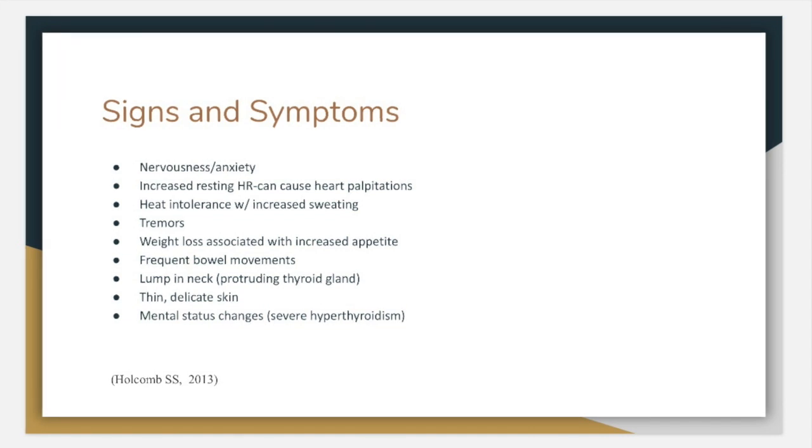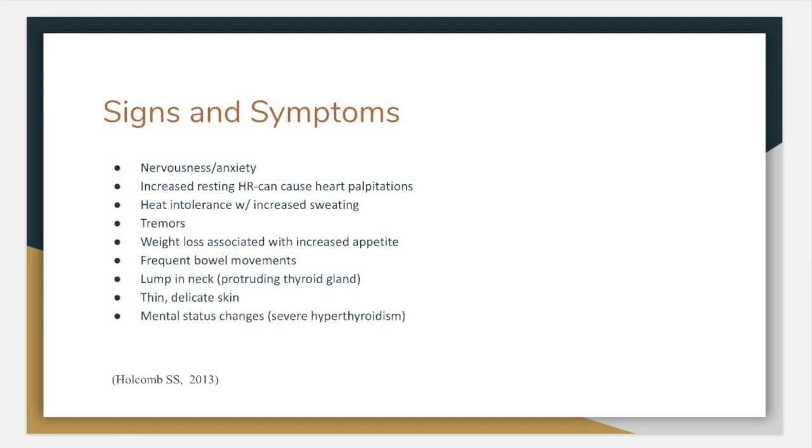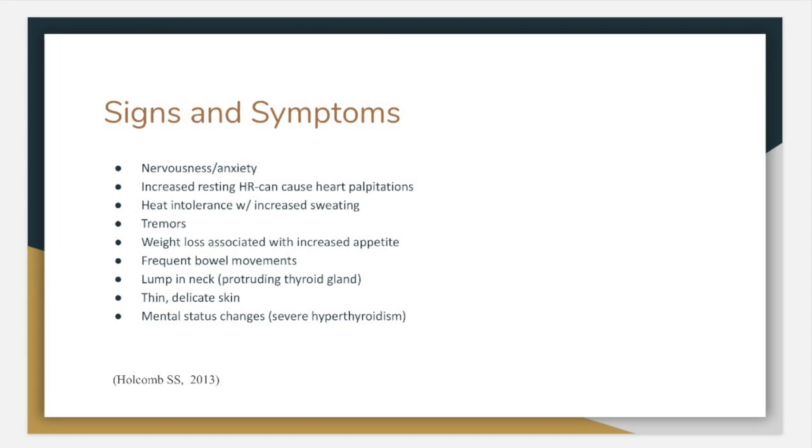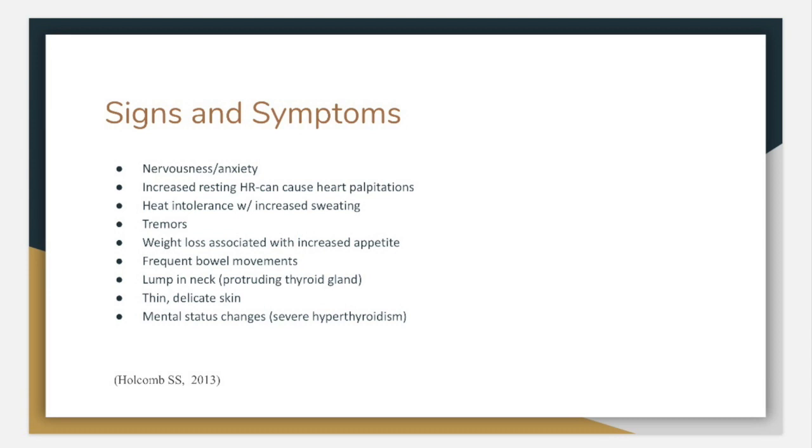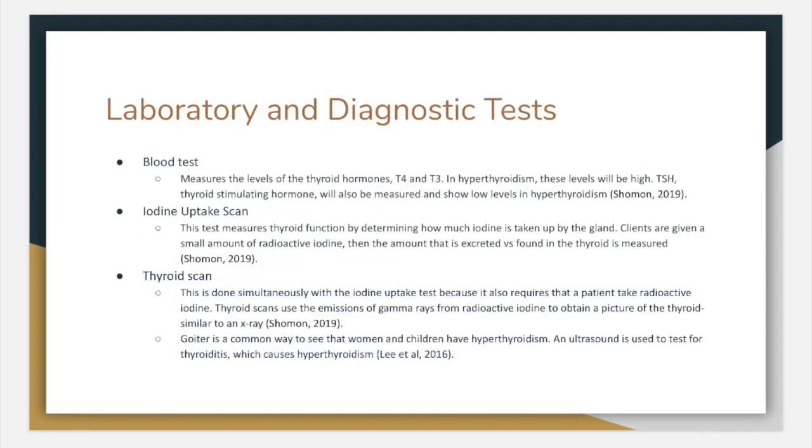A heat intolerance with increased sweating is also common. Tremors, weight loss associated with an increased appetite, or excessive weight loss without trying to lose weight. Frequent bowel movements. A lump in the neck is also common. This can be the actual thyroid gland itself being swollen. Thin, delicate skin, and in severe hyperthyroidism cases, we will see a mental status change.